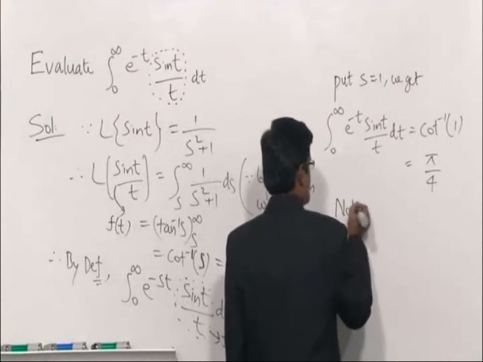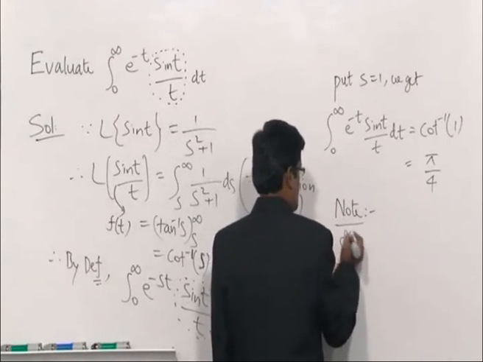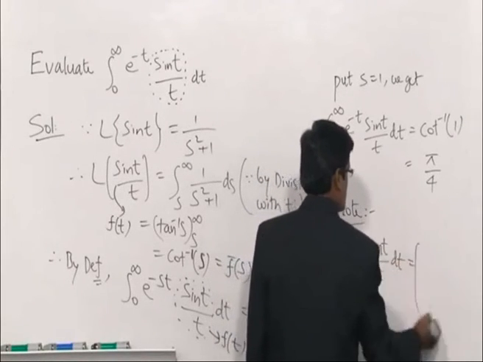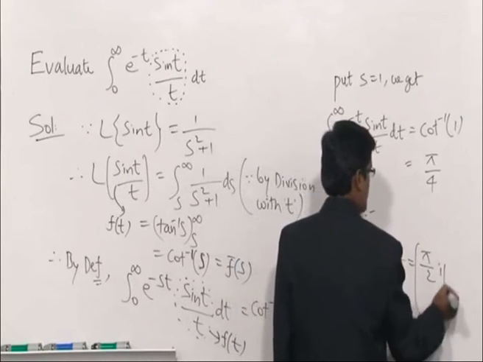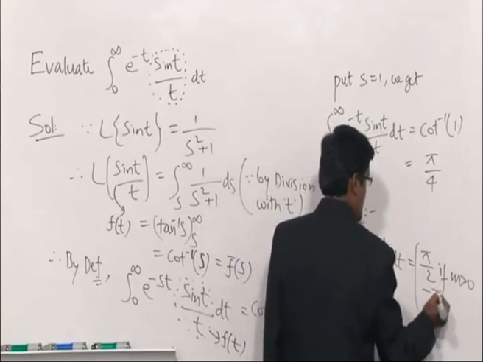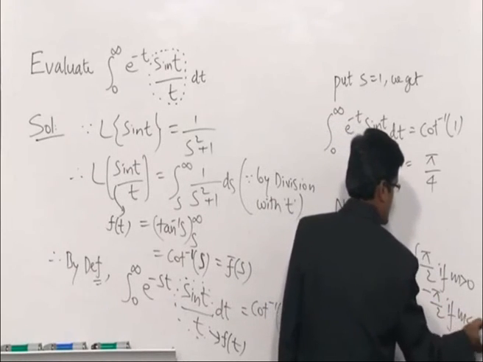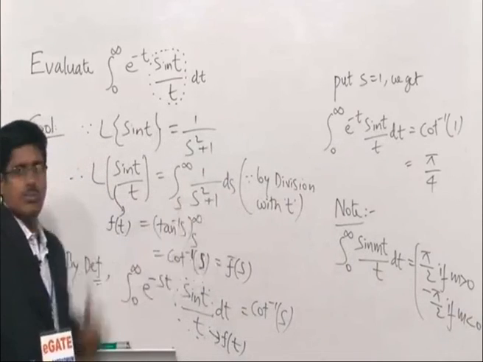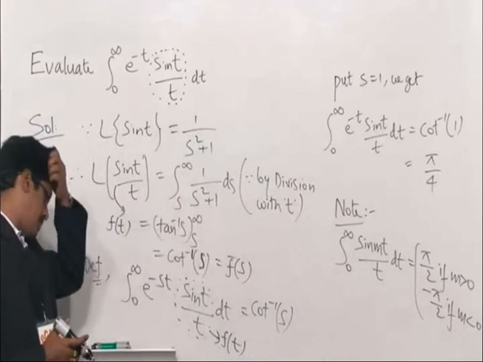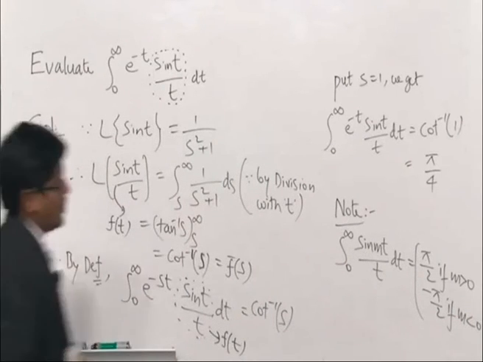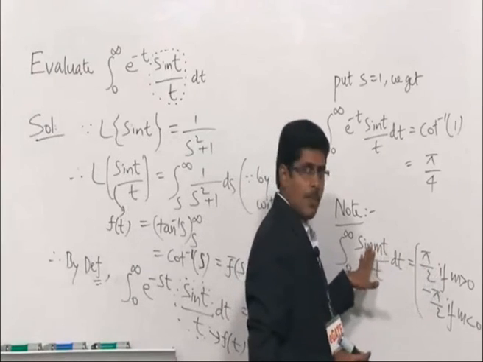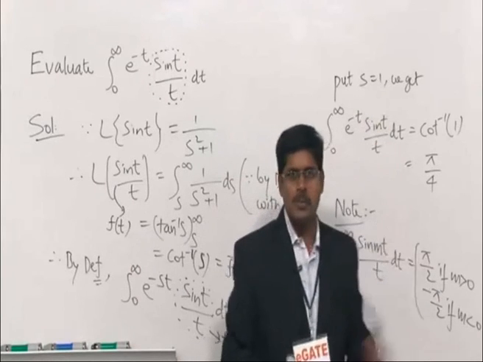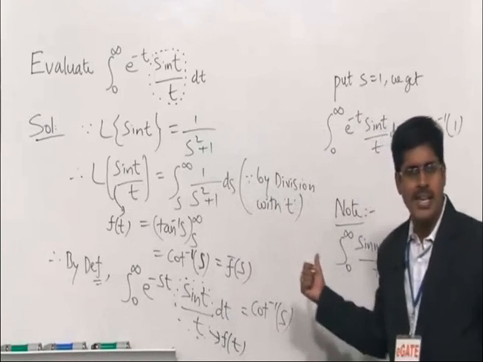And just make a note using this problem: the integral 0 to infinity of sin mt by t dt is equal to two answers: pi by 2, very very important, better to remember as a formula, and minus pi by 2 if m is less than 0. This is obtained by the above procedure by taking the last step s equal to 0. M may be positive or negative, greater than 0 or less than 0. So better to remember it as a formula. Depending on the m values you write pi by 2 or minus pi by 2.